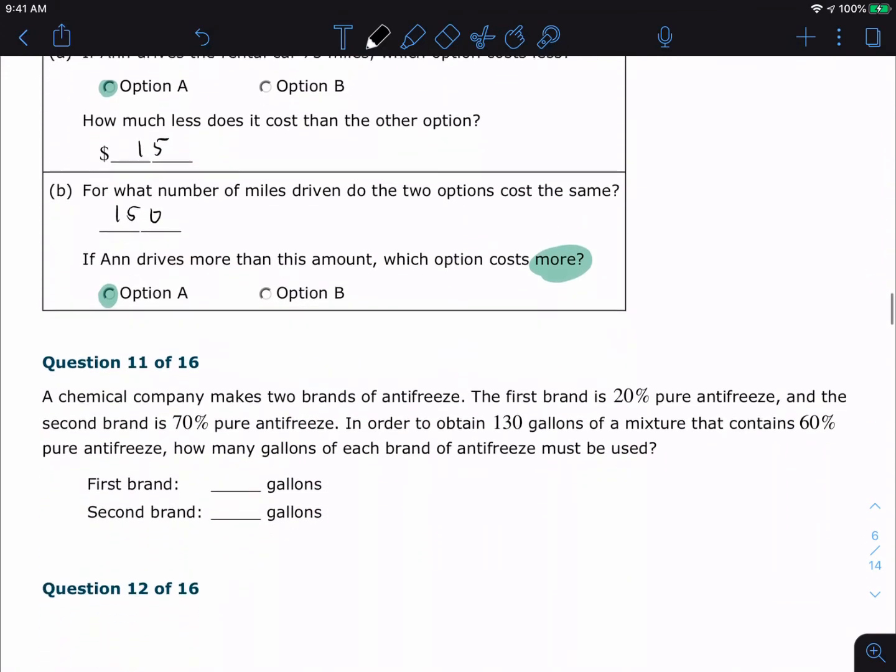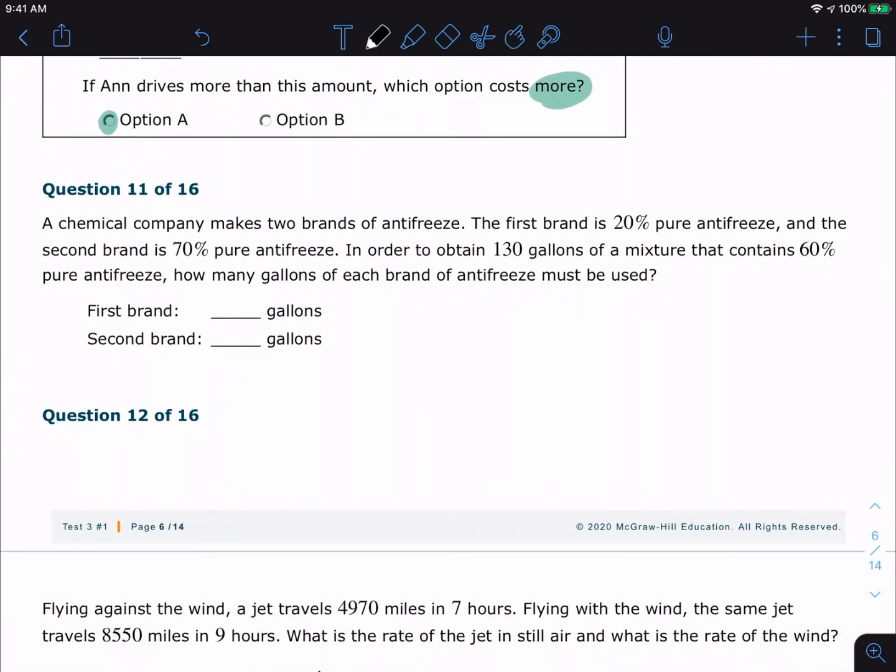Okay. All right, let's look at the next one. So the next one says a chemical company has two brands of antifreeze. The first brand is 20% pure antifreeze. So I'm going to call that 0.2x, okay? And the second brand is 70% antifreeze, okay? So we'll call that 0.7x. In order to obtain 130 gallons of a mixture that contains 60% of the pure antifreeze, how many gallons of each would we have to mix?